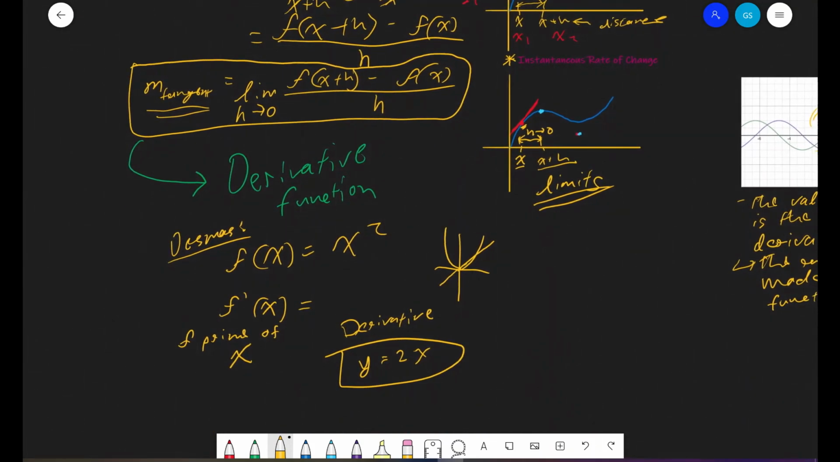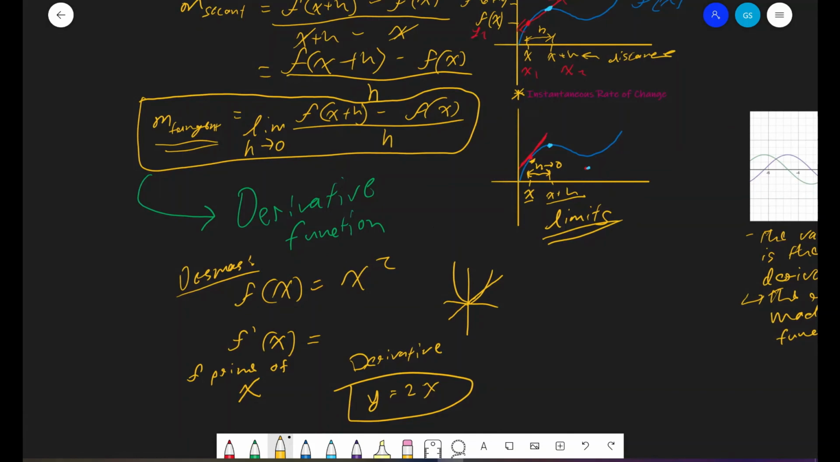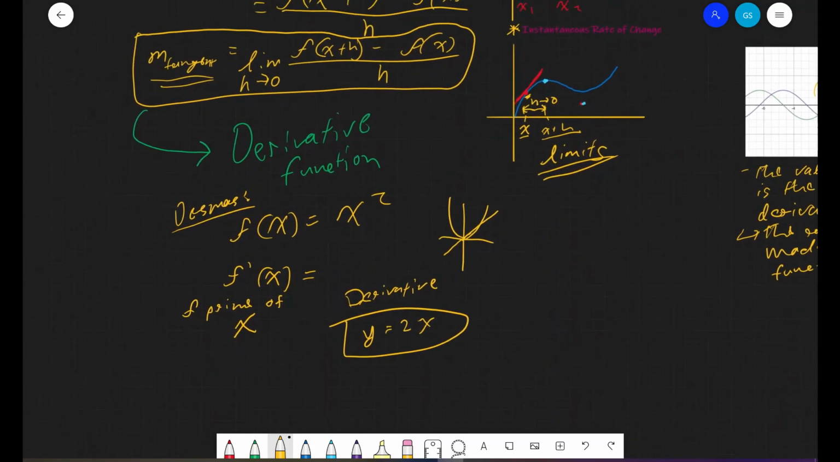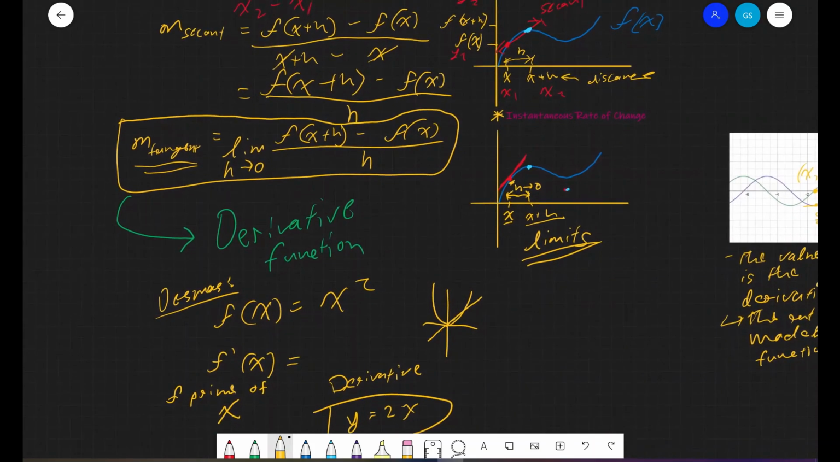In the next video, I'm just going to be showing algebraic ways of finding the derivative function. So I'm going to be working through 3 examples and just showing the algebra behind how to find a derivative function. And yeah, that's pretty much it.